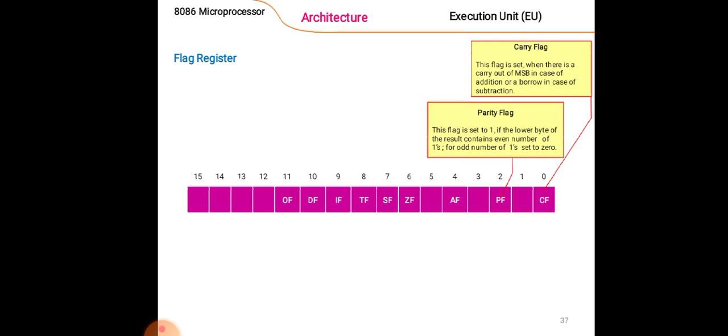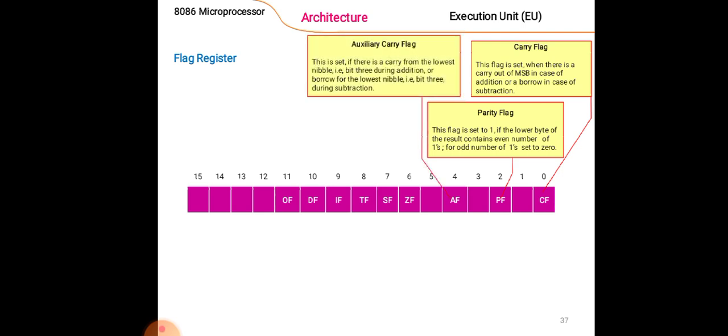And if the parity flag is set, that means if it is at 1, then even parity is generated, and if odd parity is there, then this flag is set to 0. Then the auxiliary carry flag. The auxiliary carry flag is set when a subtraction operation is performed, and in that case if borrow is generated, then this flag will be set to 1.